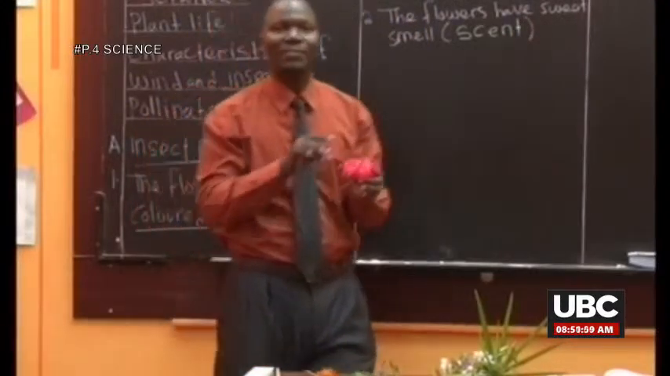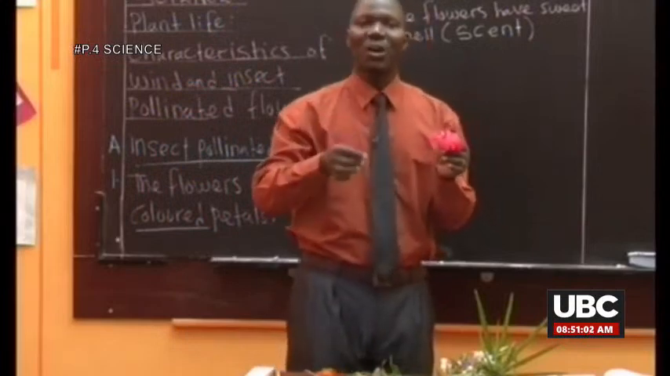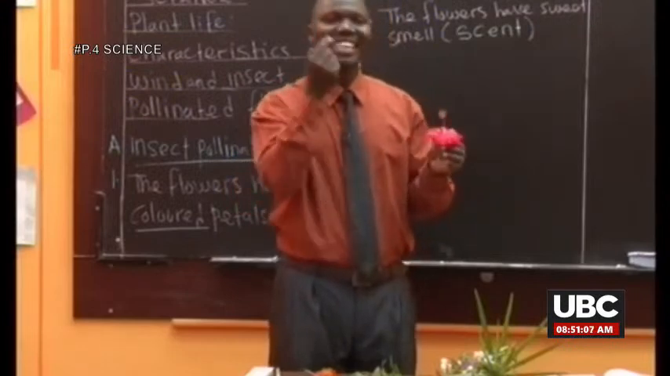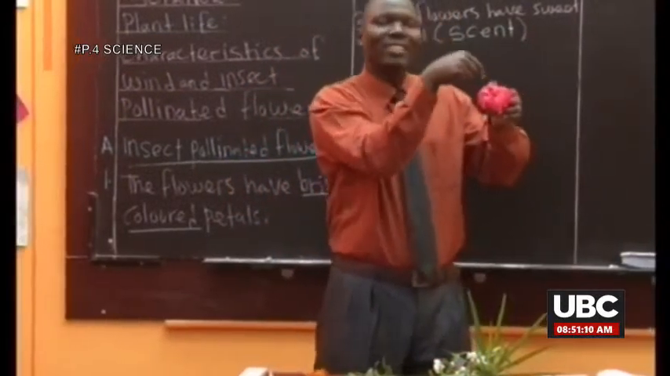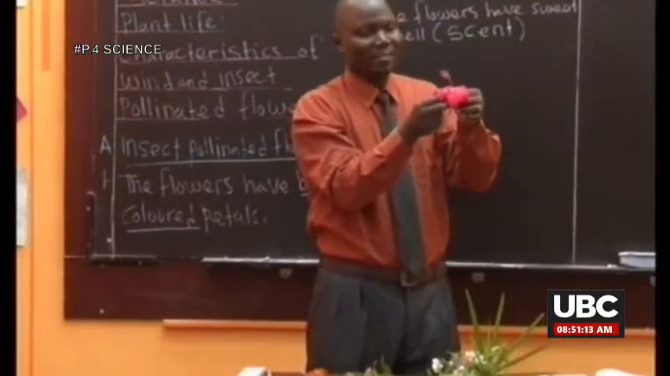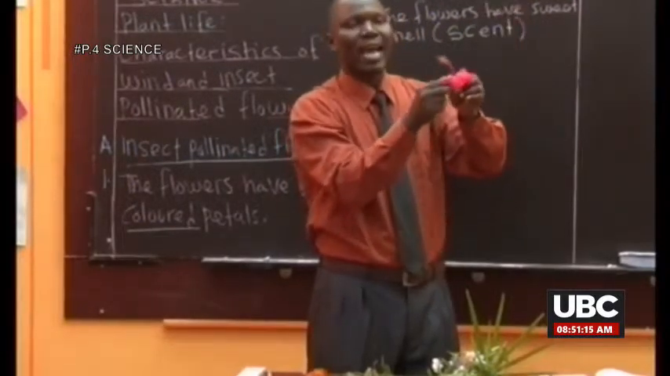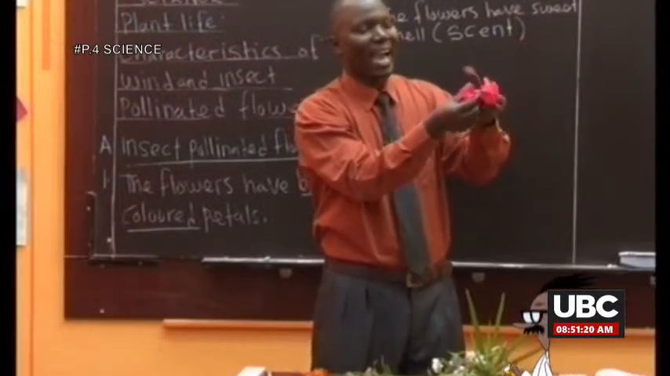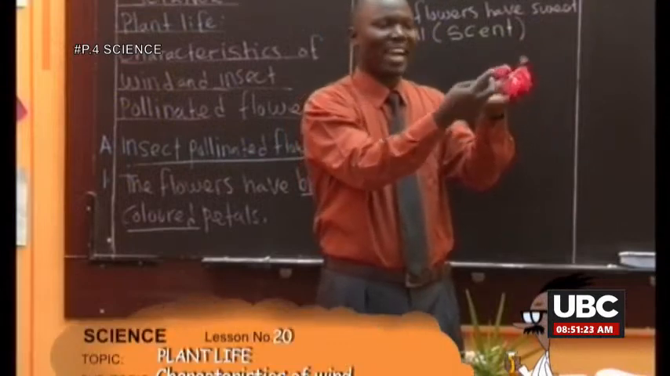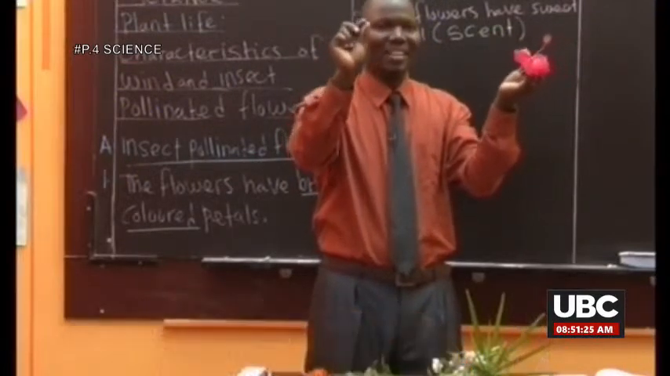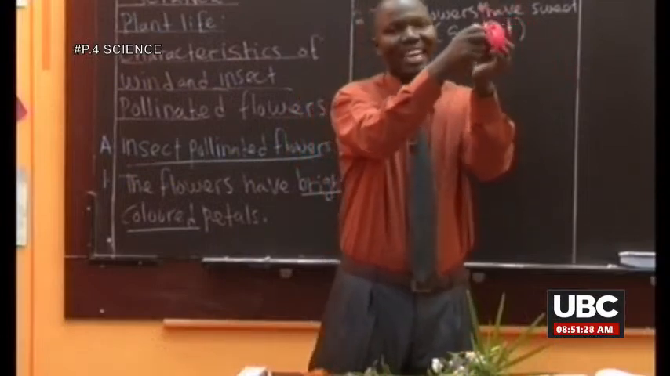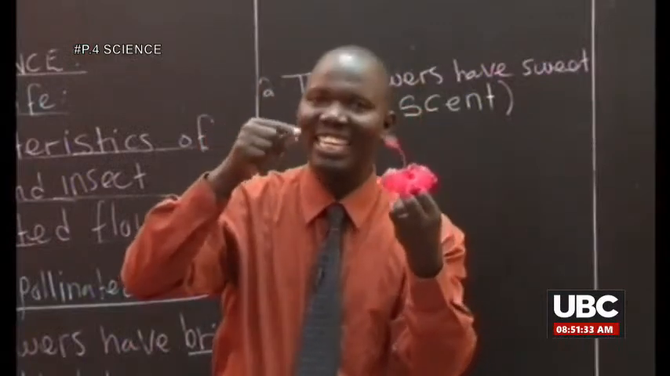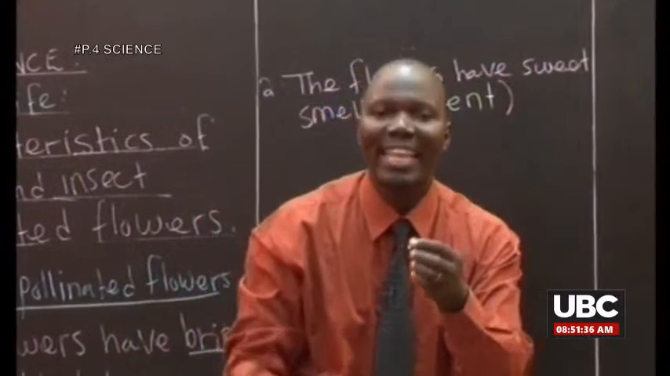Children, these flowers also produce a lot of nectar. Nectar is that liquid that insects look for in the flowers. My hands are dry, but should I open up these flowers, children, you will find that my hand will be wet. That sweet something inside that insects look for is the one we call nectar.